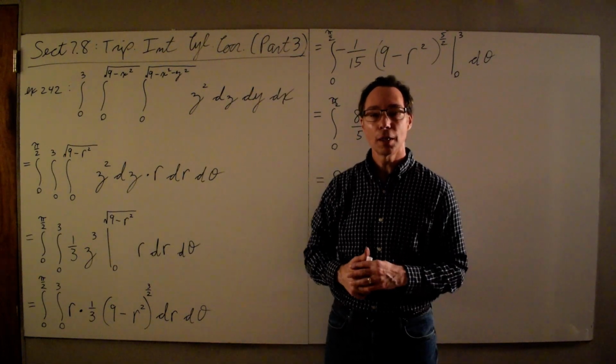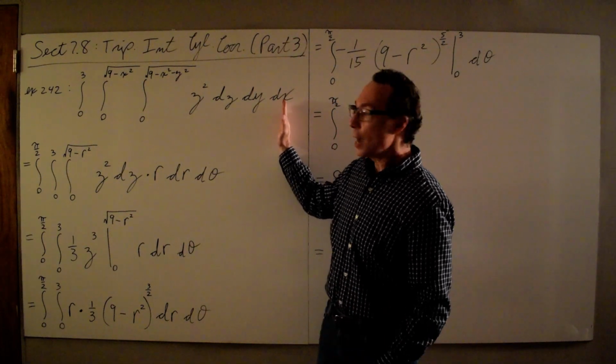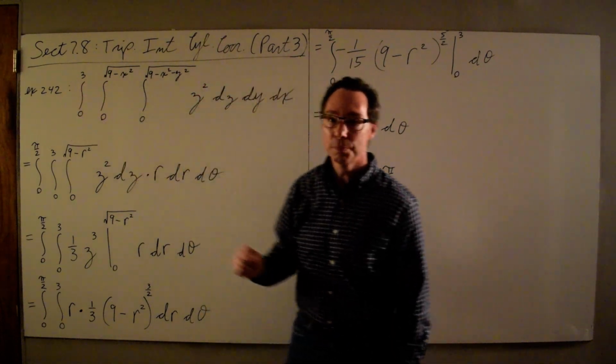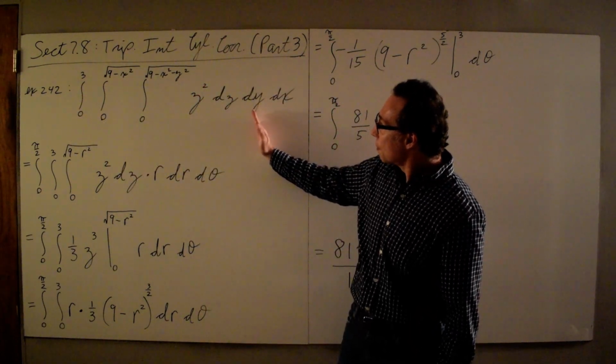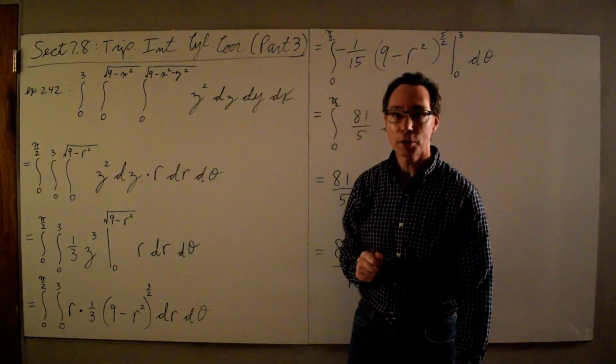So let's look at what this region is. We have the dx on the outside, so x ranges from 0 to 3. Y is in the middle. Y ranges from 0 to the square root of 9 minus x squared.